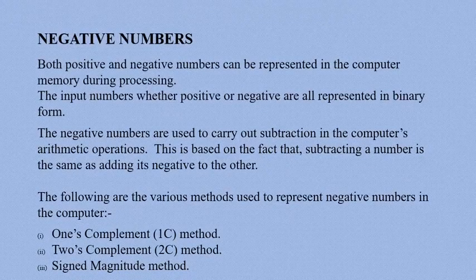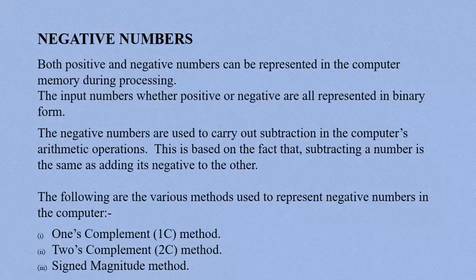Let's also go to a different subtopic, that is negative numbers. How do computers convert or deal with negative numbers? Now, both positive and negative numbers can be represented in computer memory during processing. The input numbers, whether positive or negative, are all represented in binary form. The negative numbers are used to carry out subtraction in computers' arithmetic operations. This is based on the fact that subtracting a number is the same as adding its negative to the number.